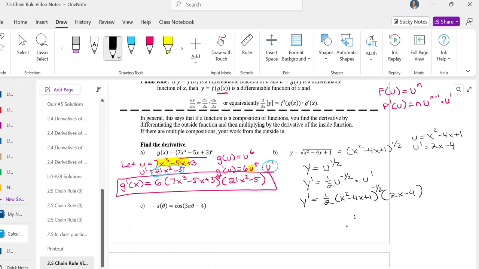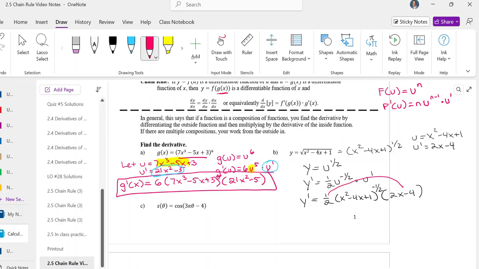Now notice, first of all, what we can do here is 1/2 times 2x minus 4, because we can't multiply the 1/2 to the x squared minus 4x plus 1, because it's already being raised to a power. We would have to do that first.